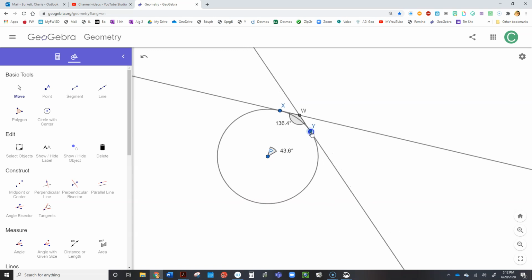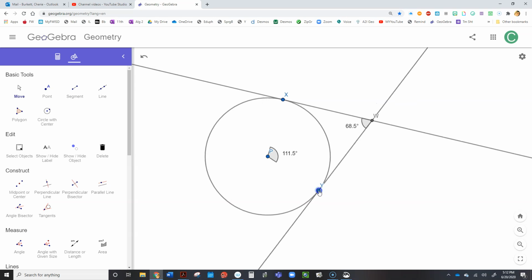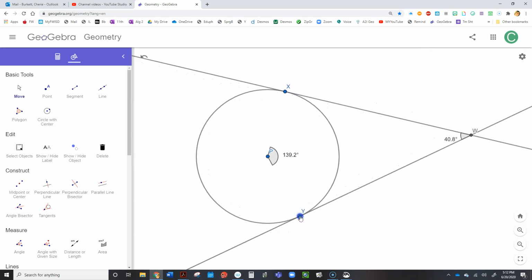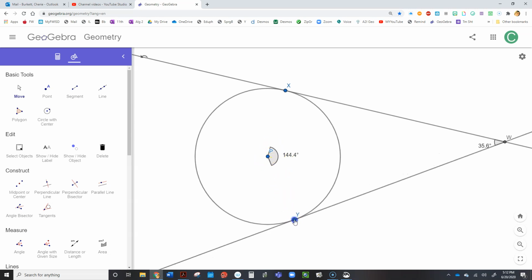Well, what happens when I move Y around here? Okay, so now X and Y are really far apart, so this angle right here is getting bigger. It's 140, and angle W has moved far away from it, and it's getting really small.